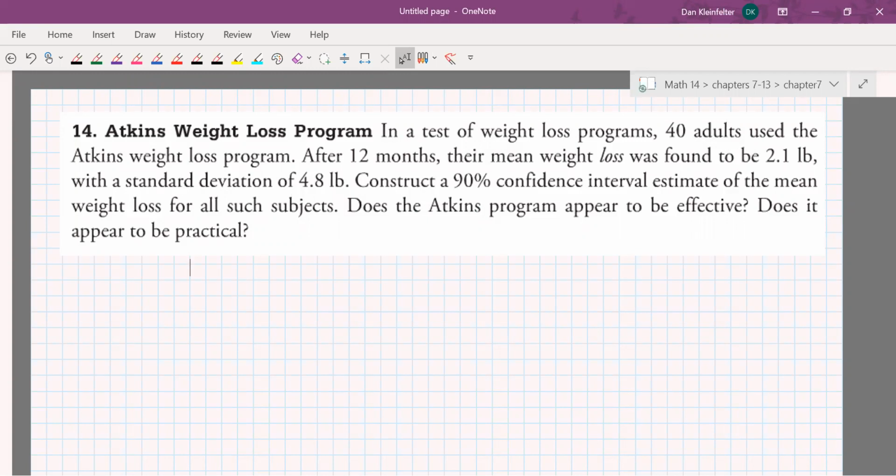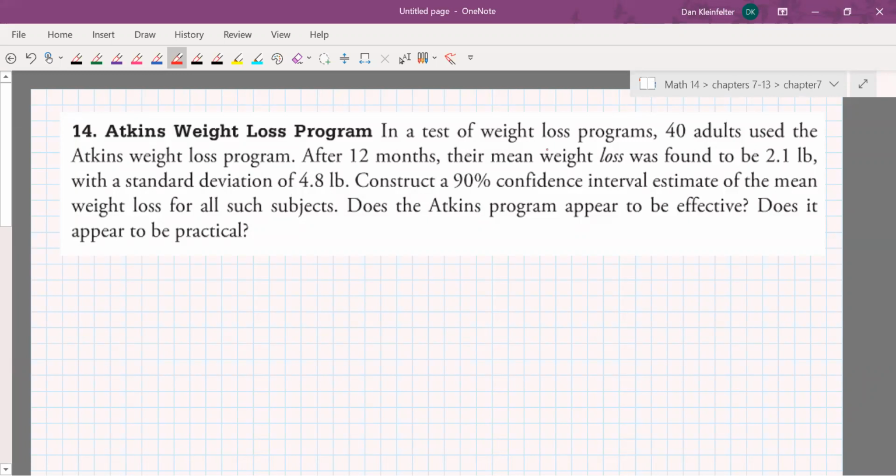So what we'll do first is decide if we should be using Z or T and go from there. It doesn't say anything about the distribution being normal, but we do know that there are 40 adults being tested, which is bigger than 30. So we're okay with either Z or T. We're not going to have to do chapter 13 yet. So do we know the standard deviation of the population? It doesn't look like it.